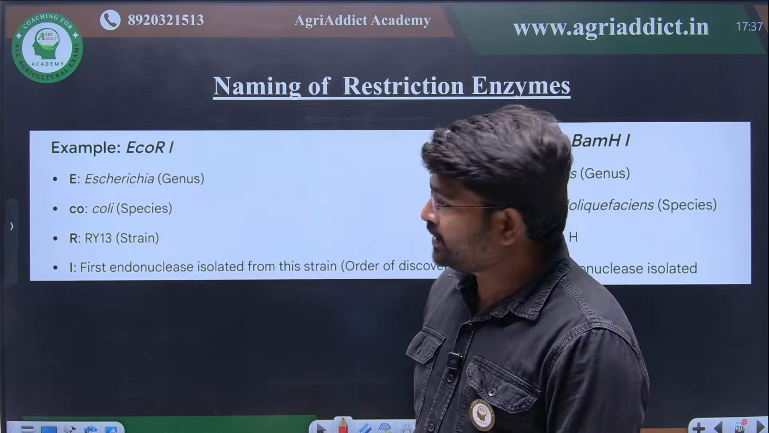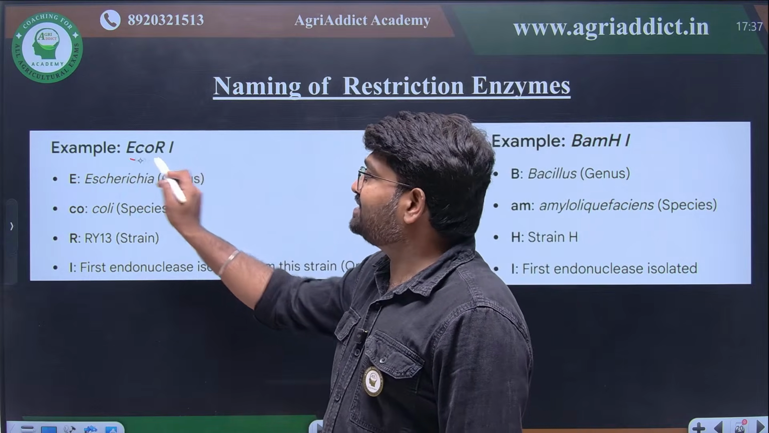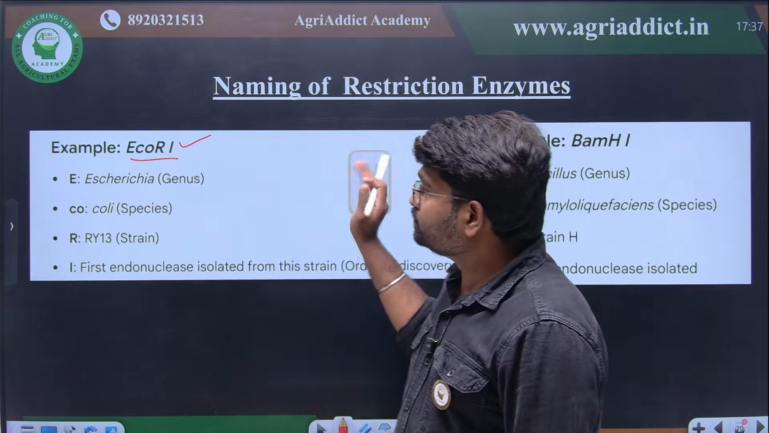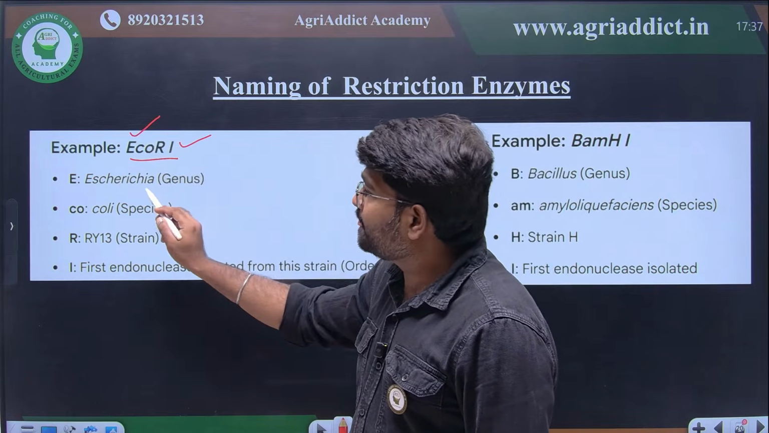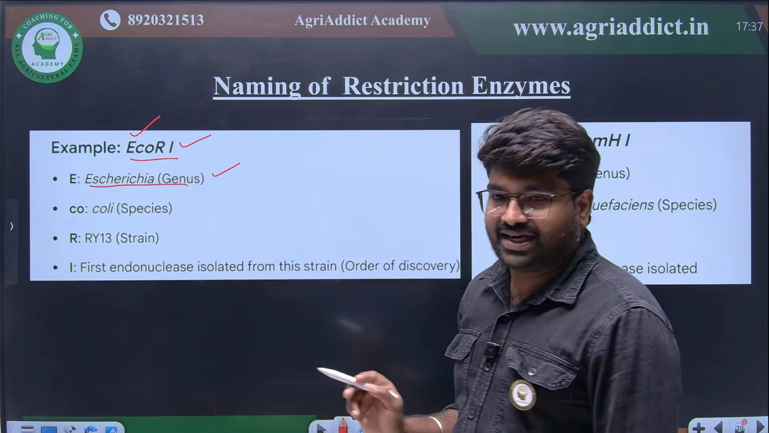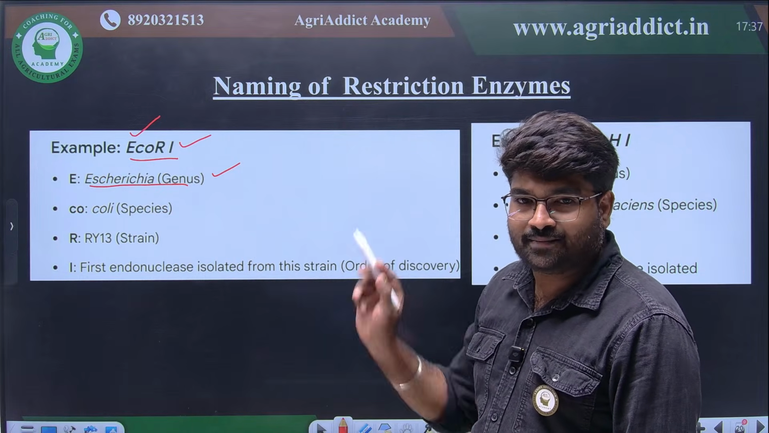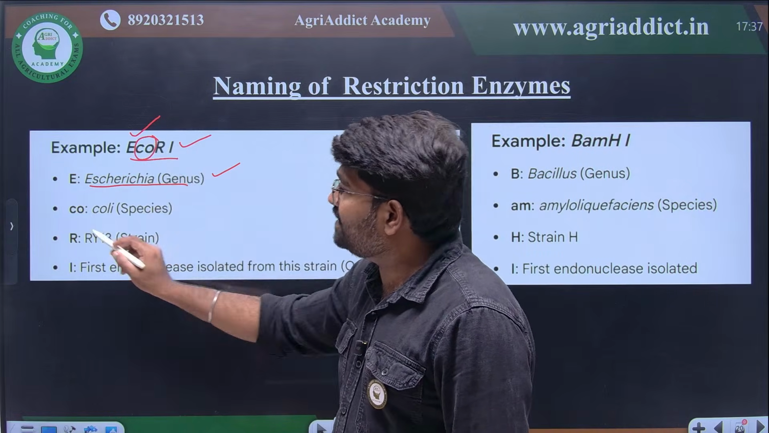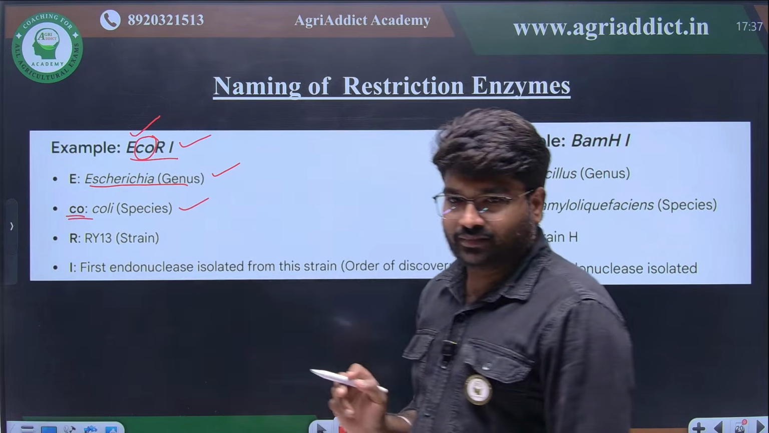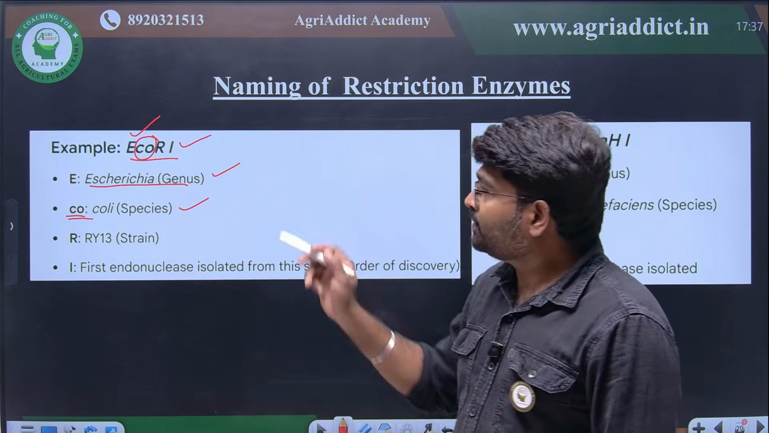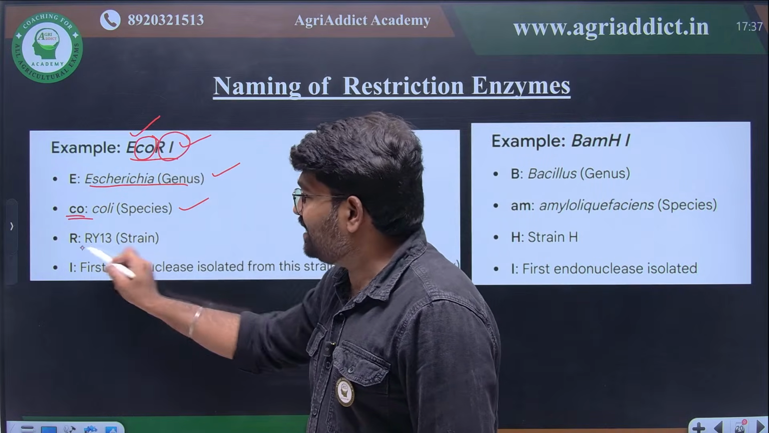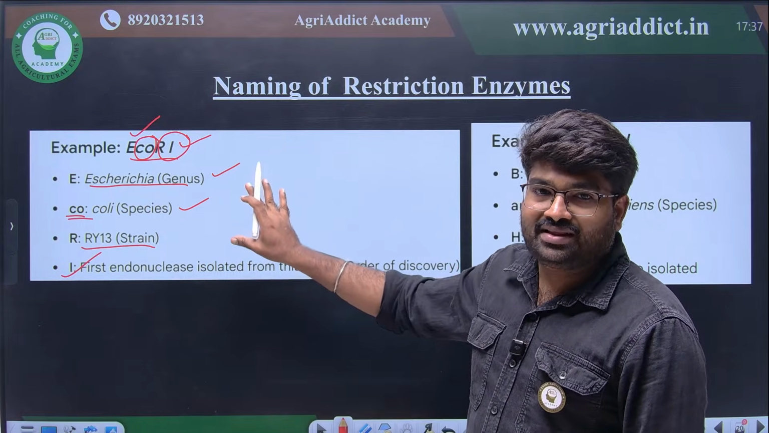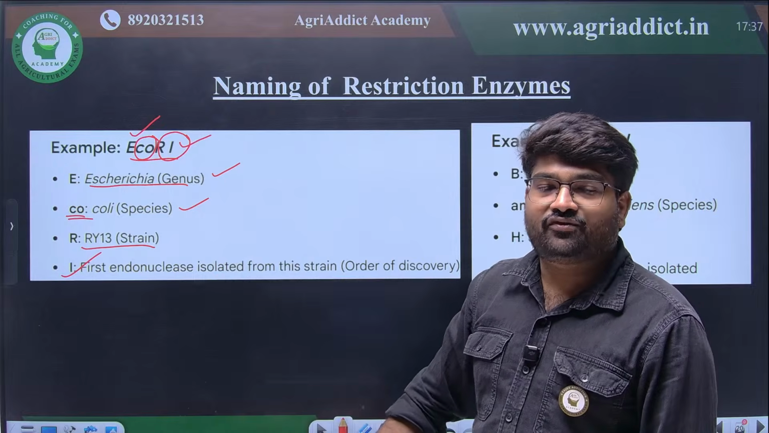If you see, the major restriction enzyme is EcoR1. Okay, EcoR1. Looking at the naming system, E is the first letter of the genus Escherichia. Clear? First letter of the genus. Then the next two letters are from the species name, Eco. Then it is followed by the strain and by the order of discovery. By this they have named the different restriction enzymes.